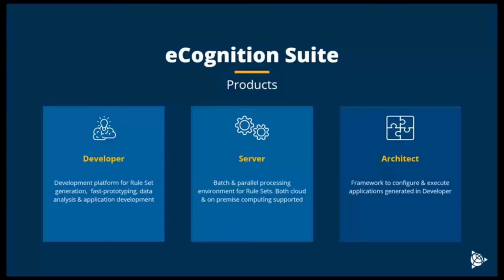And we also have eCognition Architect, which is a framework to configure and execute applications generated in Developer. So this is great when you have a rule set and you want to hand it over to someone who, say, is not necessarily an expert in the field, but you want to give them a little bit of playroom inside, let's say, a graphical interface to change some of the parameters to run them. Architect would be a great option for them.